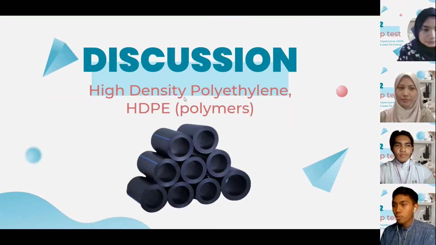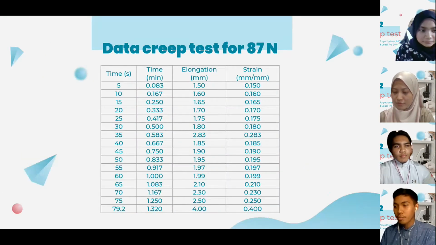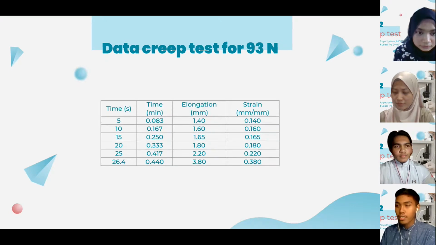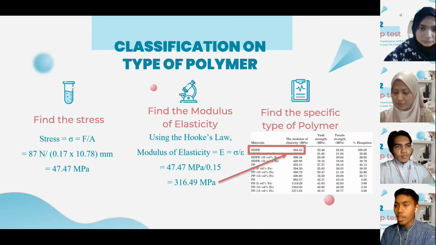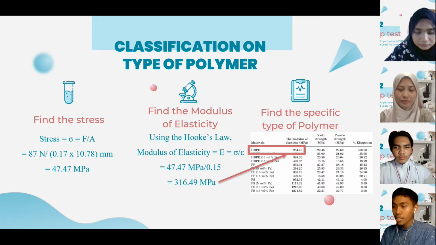Next, we move to the discussion of polymers, which is high-density polyethylene. Here we have two sets of creep data tables using 87 Newton and 93 Newton. Okay, moving on to the classification of the type of polymer. The specific type of polymer is not mentioned at first when this data is obtained. However, the dimensions of the specimen used in this experiment are given.